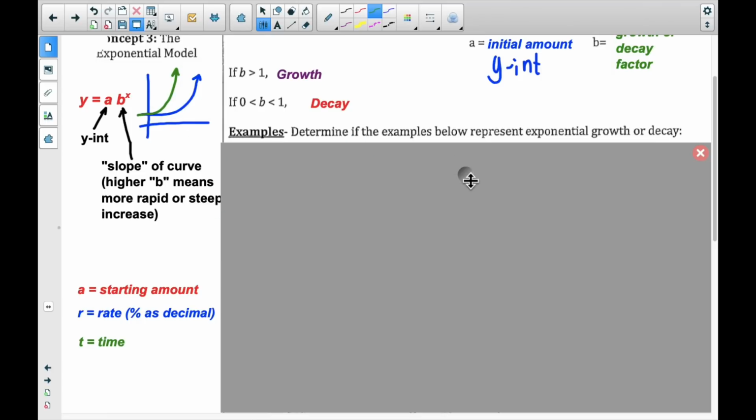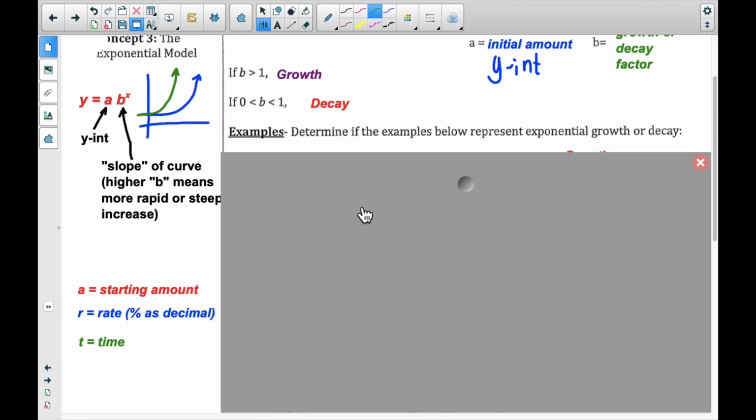Okay, in this next section, I want you to look at these 6 examples here and decide whether they are exponential growth or exponential decay. So pause the video, see if you can figure out which one's which, and then we'll come back and go over them.